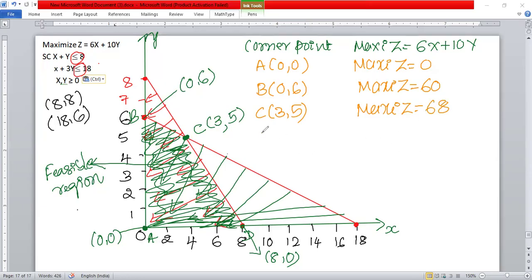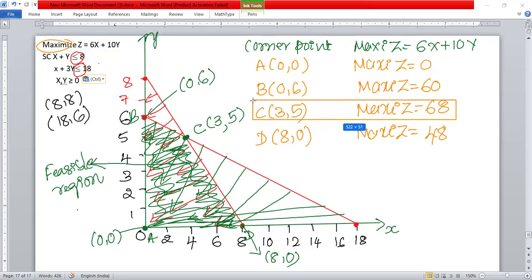The last one, D corner point 8, 0. So maximize Z is equal to 6 open bracket 8 plus 10 open bracket 0. So finally answer is 68. They ask maximize. So what is the maximize answer? So 68 is the maximum answer.